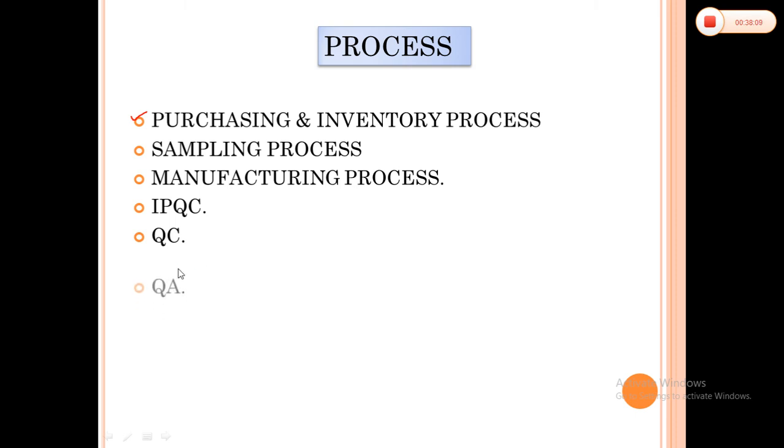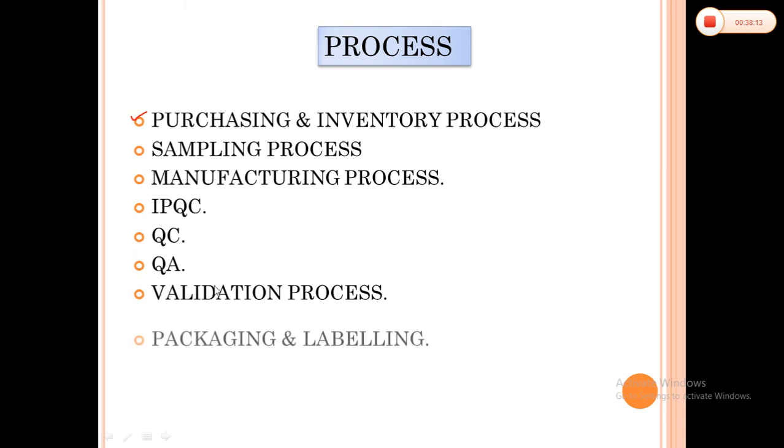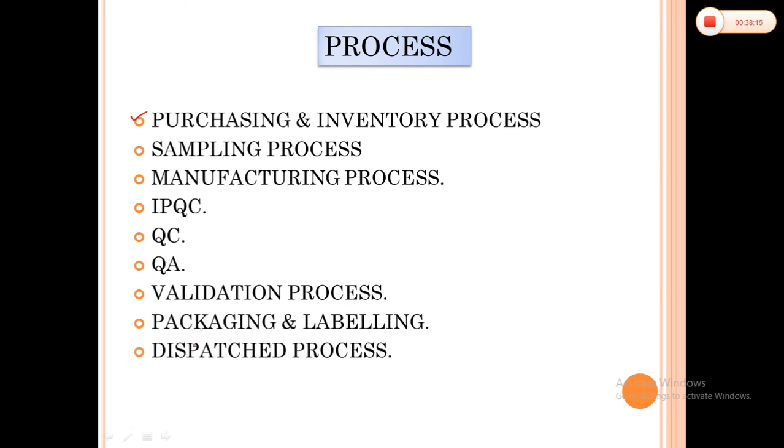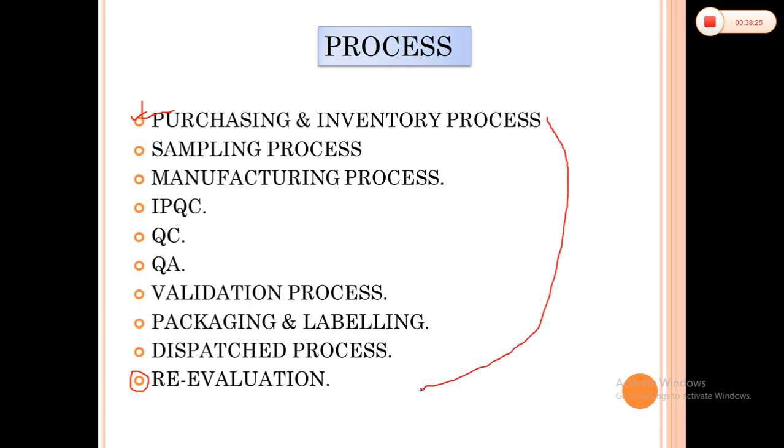Quality control process, quality assurance process, validation process is also there, packaging and labeling and the dispatch process, and after the dispatching the re-evaluations will be there. So starting from the purchasing till the re-evaluation, this is a cyclic process we can say. So we can maintain the sterility or maintain the standards for each and every step, during the sampling also and during the dispatch also. So all these processes are interconnected.